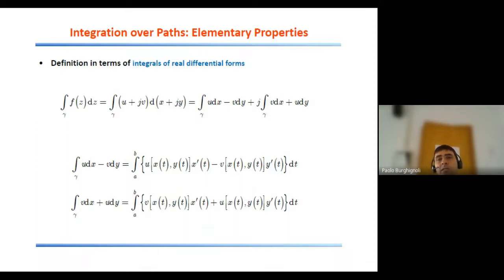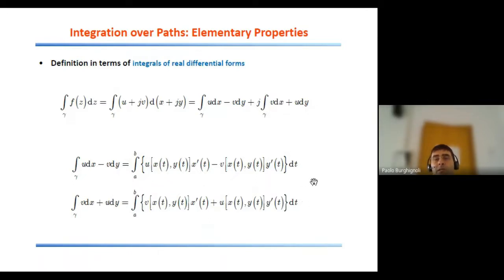That kind of integration is the integral of a real differential form, and you can obtain the connection by splitting the function you are integrating into its real and imaginary parts, u and v, and the same with the differential, so you have dx plus j dy. If you perform the algebra, you can now separate the complex integral into two parts, a real part, given by the integral of u dx minus v dy, which is the integral of a real differential form, plus j, and now we have the imaginary part, another integral of a real differential form, in this case the integral of v dx plus u dy.